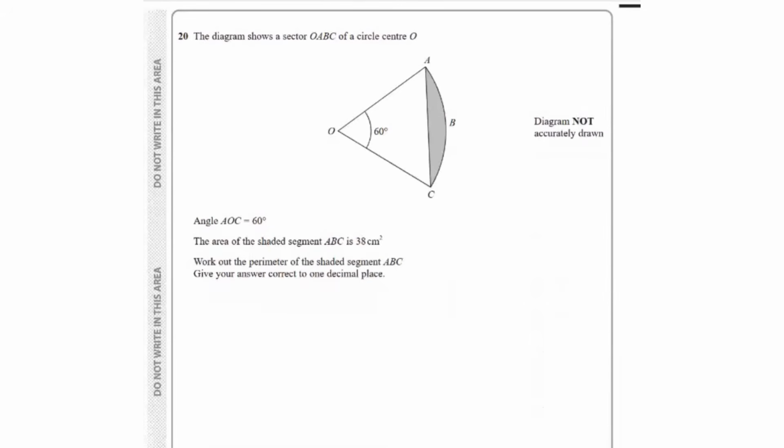Question 20 says the diagram shows a sector OABC of a circle center O. Angle AOC is 60 degrees. The area of the shaded segment ABC is 38 centimeters square. Work out the perimeter of the shaded segment ABC. Give your answer correct to 1 decimal place.